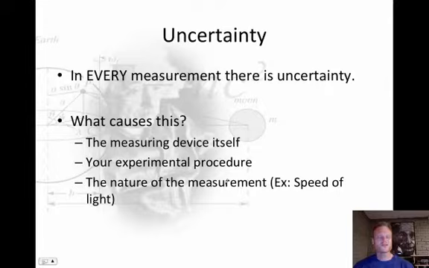Okay, so like let's say you're trying to measure the speed of light. That's kind of a tough task, and so that's a lot harder to measure than maybe the acceleration due to gravity on Earth. Okay, that's a lot easier to figure out than trying to measure the speed of light. So that also will cause uncertainty.